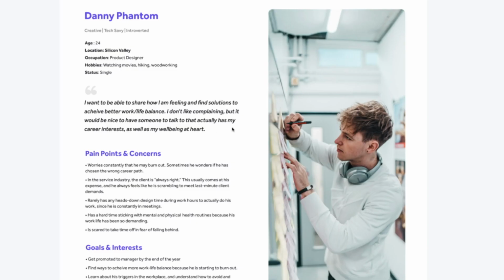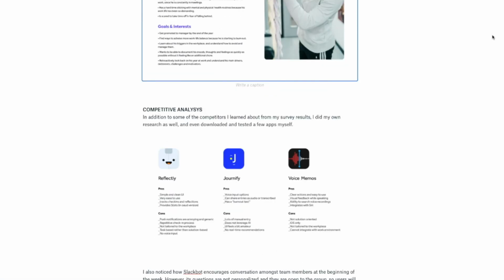So in this case, it's just a fictional representation of all our research findings. I named it Danny Phantom, like the show. In this case, he's a product designer working in Silicon Valley. So I gave a quote, gave some pain points and concerns, and some of the goals and interests. So basically anything I'd be designing would be designing for this user in mind. That was the goal here.